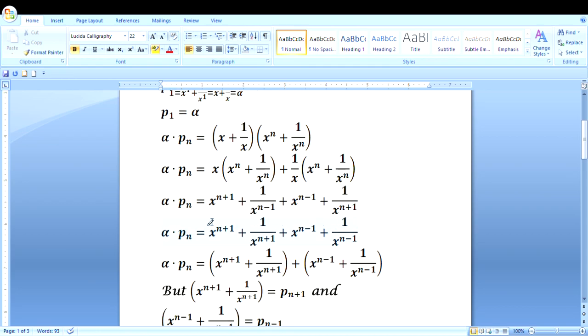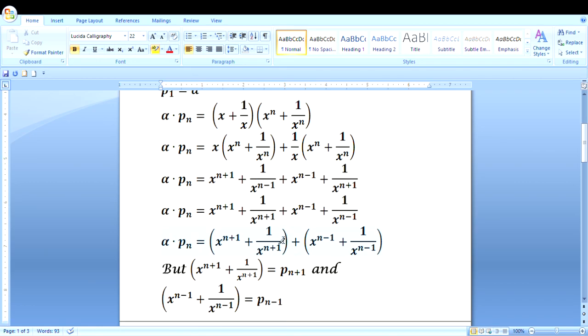Now, if we multiply here, x times x raised to power n gives x raised to power n plus 1. Similarly, x times 1 over x raised to power n will give 1 over x raised to power n minus 1, from indices. Or similarly, 1 over x multiplied by x raised to power n will give x raised to power n minus 1. Okay, now 1 over x multiplied by 1 over x raised to power n will eventually give 1 over x raised to power n plus 1.